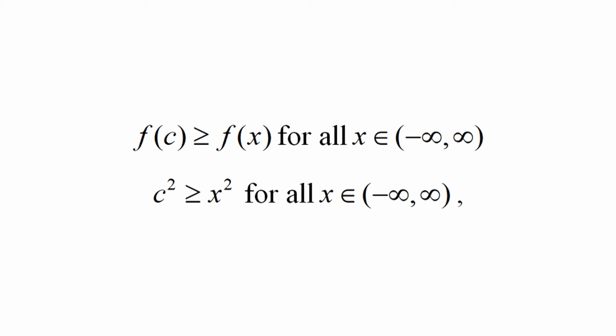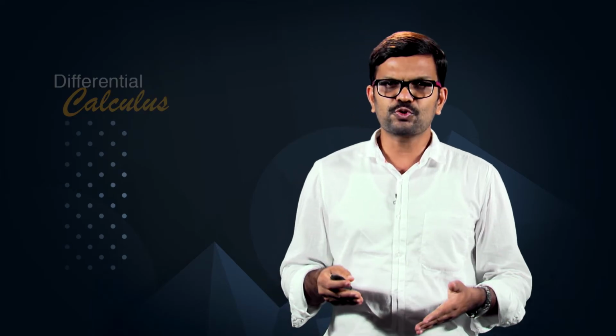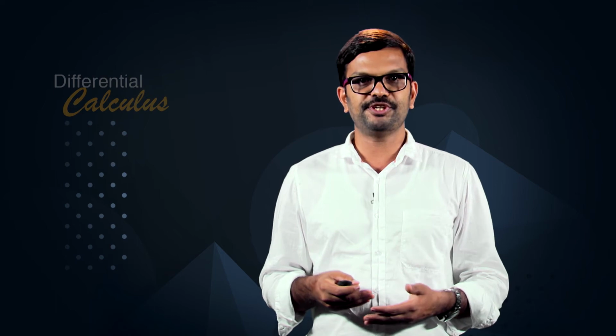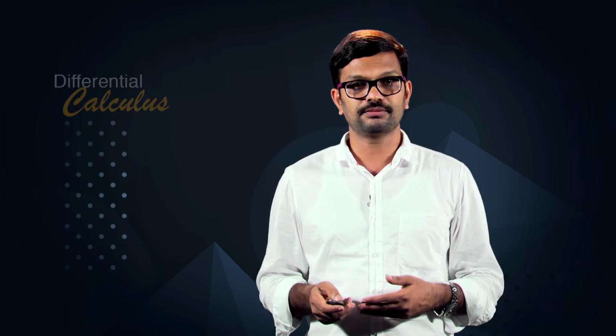of f, c square is greater than or equal to x square for all x in the interval minus infinity to plus infinity, which is obviously not true, because for instance, c square is greater than or equal to c plus 1 whole square is false. This proves that f never attains a maximum on the domain minus infinity to plus infinity. This example shows that a given function may not have a point of maximum on the given domain.